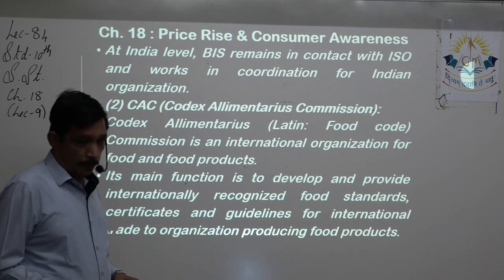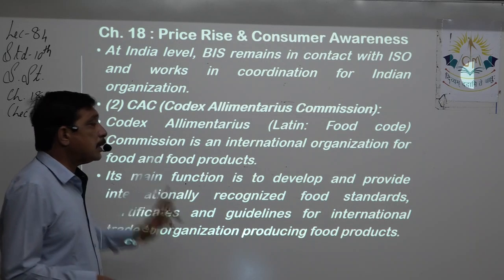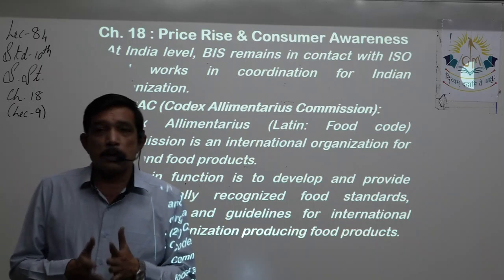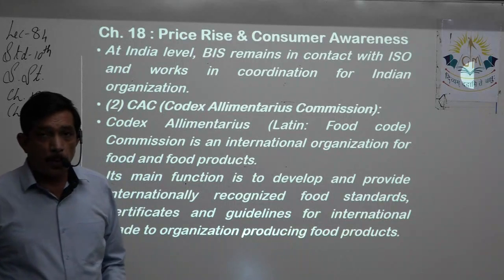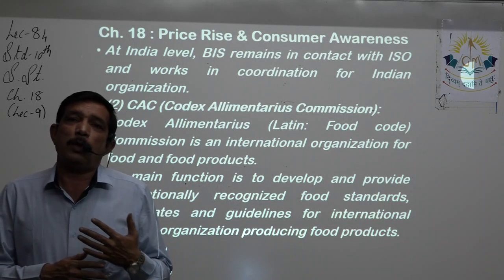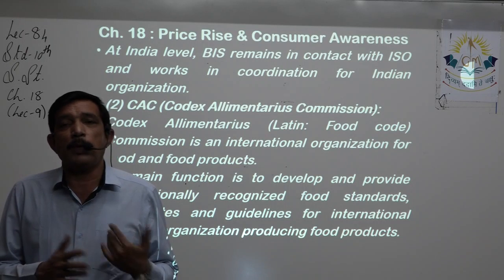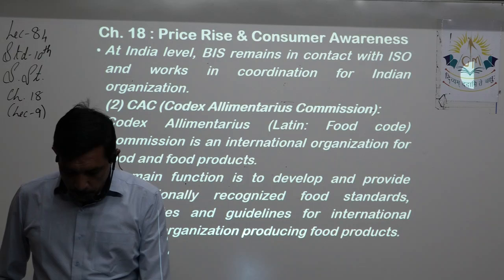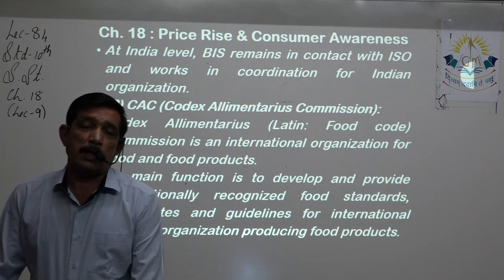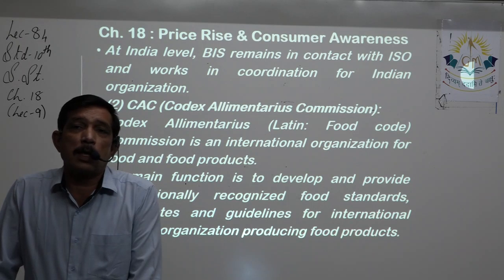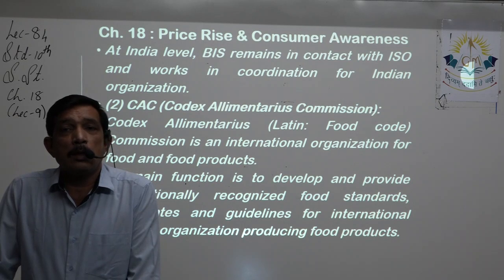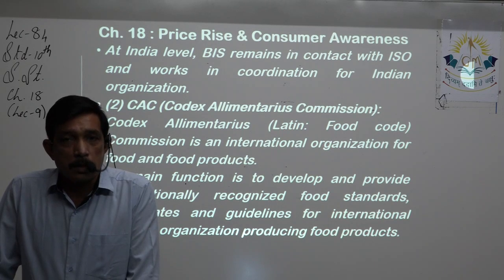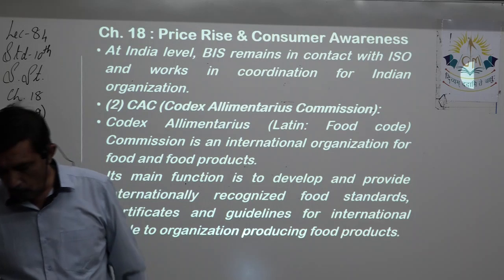Its main function is to first develop and provide internationally recognized food standards, certification and guidelines for international trade to organizations providing food products. That means lots of food is prepared in a country to be exported, raw food or finished products, right? They should meet the international standards set by CAC. So CAC helps companies keep up with the international standards, whatever guidelines are required to complete the certification process and to get the logo.